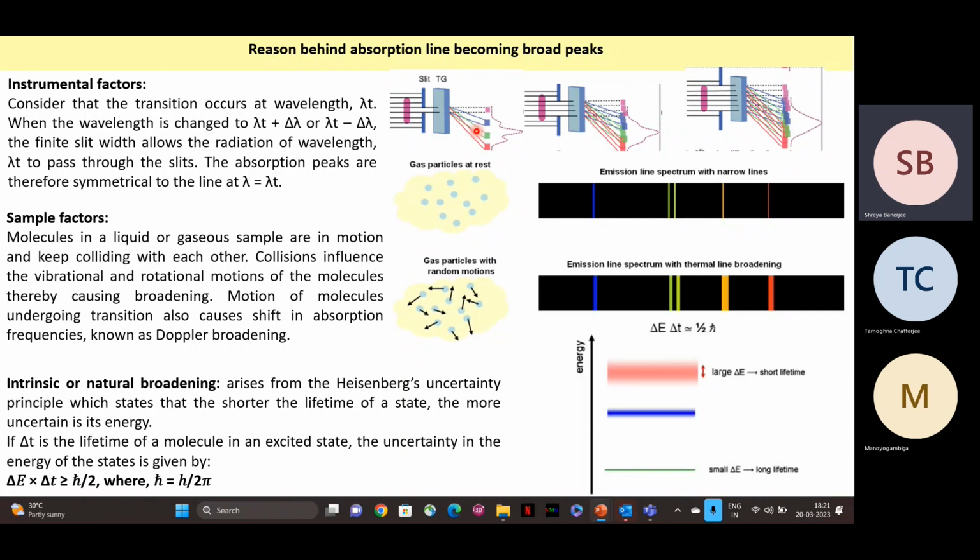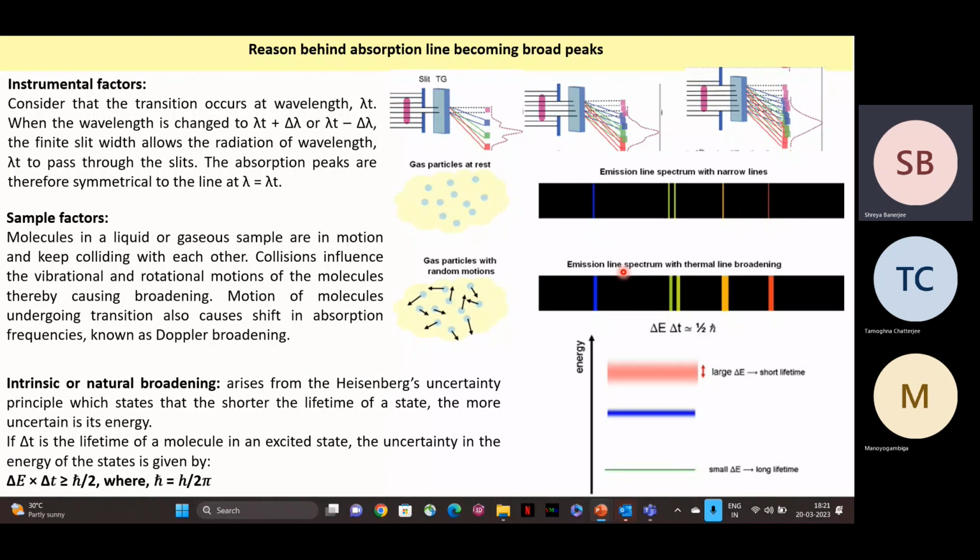Another factor is called a sample factor. Molecules in a liquid or gaseous sample are in motion and they keep colliding with each other. You have learned about Brownian motion, where the gas particles move randomly in different directions. During this random movement, they collide with each other, and this collision influences the vibrational and rotational motions of the molecules. And this causes broadening. Such broadening caused by the motion of the molecules is also known as Doppler broadening.